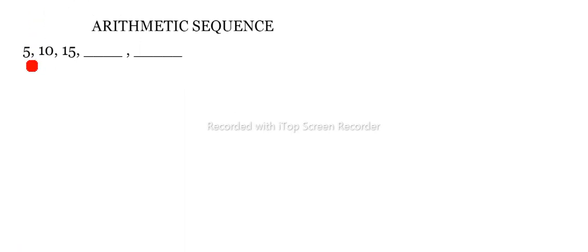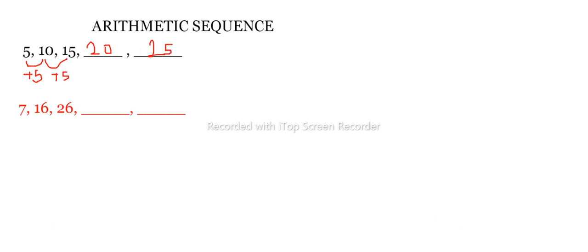Let's see. For me to move from the first to the second, we added 5 to 5 to give us 10. We added 5 to 10 to give us 15. So since we keep adding a number, it means an arithmetic sequence. So that means the next term will be 20. The next one will be 25. Do you get that? Now let's look at another example.